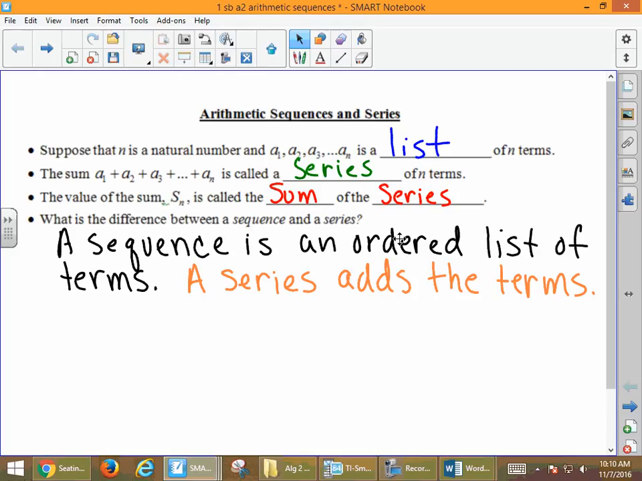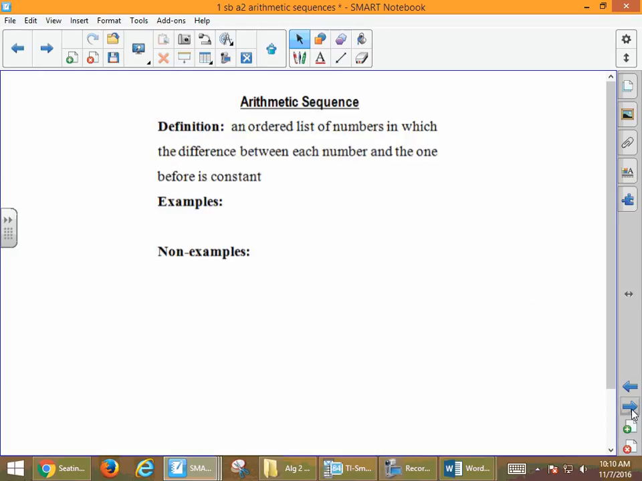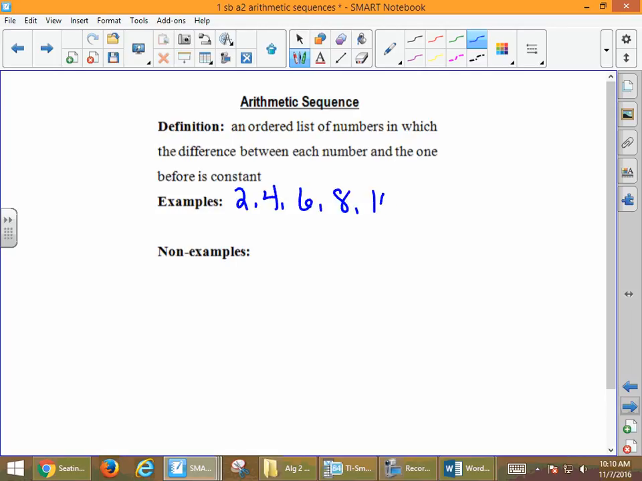As we jump down to the left-hand side of our paper, here's the actual definition of an arithmetic sequence. It's an ordered list of numbers in which the difference between each number and the one before it is constant. So if we take a look at a couple of examples: 2, 4, 6, 8, 10. This is an arithmetic sequence. The difference between 2 and 4 is 2, between 4 and 6 is 2, between 6 and 8 is 2, and between 8 and 10 is 2.